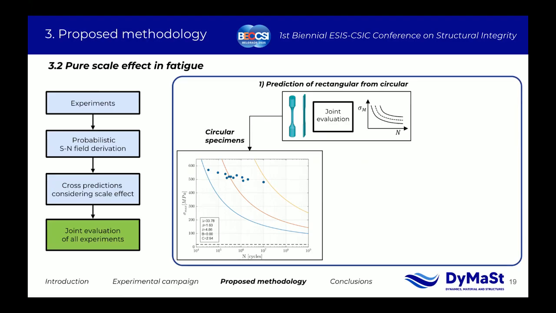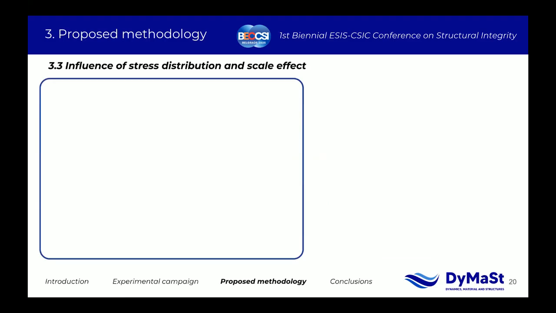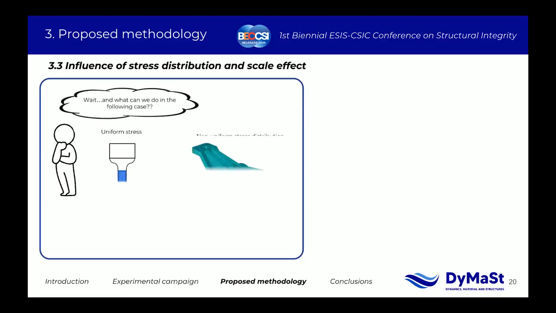Here I show you the prediction after the joint evaluation for the circular specimens, and you can see the model is in agreement with the results, and the same happens when we move to the rectangular specimen. Now we are going to increase the difficulty of the problem, because the case I showed you was quite easy, but in reality what we face is that we have some specimens that we test at laboratory scale, but we want to predict now the fatigue failure, or the SM field, for a component in which the stress distribution is quite complex.